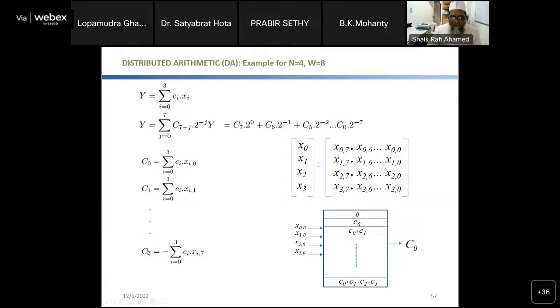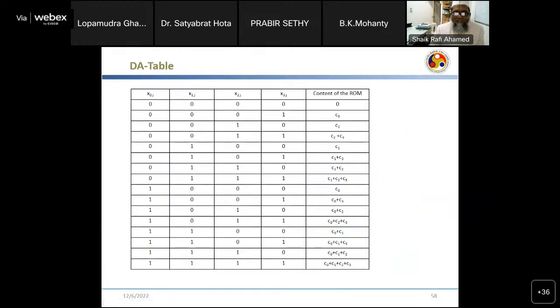But for C7, there is a negative sign. From C0 to C6, all are positive values only, so I can use the same locations by just changing the address to generate C0 to C6. But for C7, the content that I have to store here will be negative numbers. So for that, we are going to use a logic. You can see here, this is C0 to C.